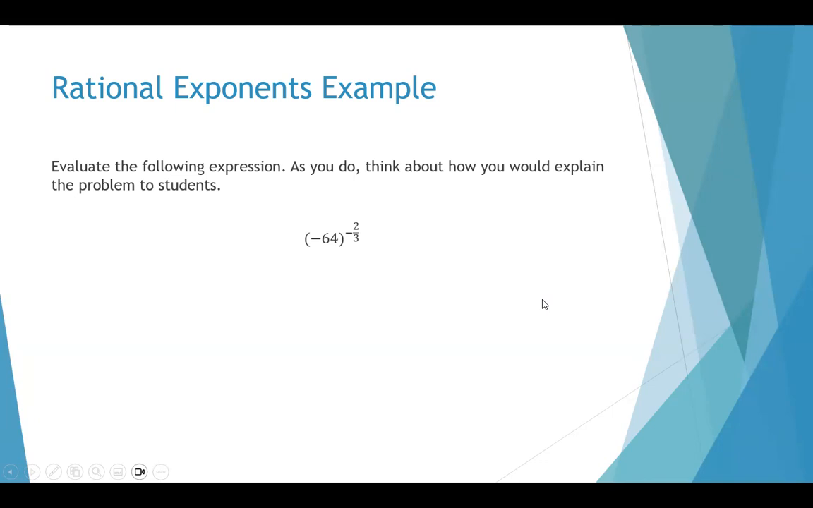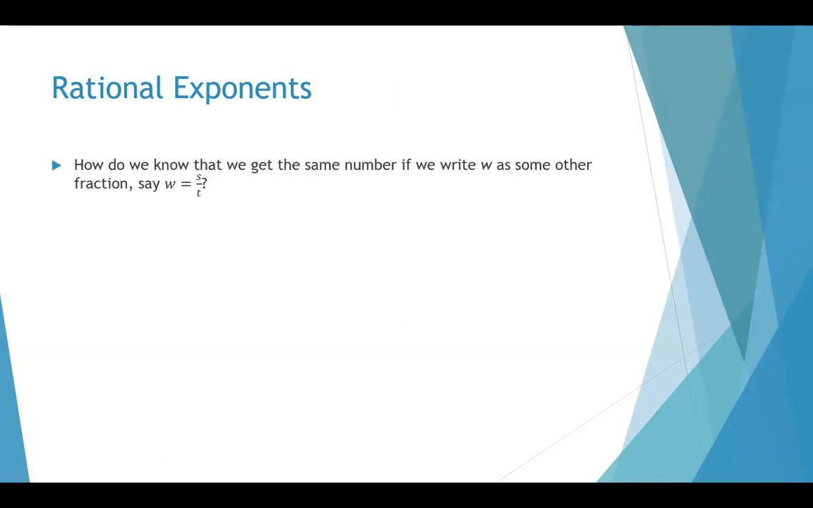I'll probably do one writing this one out too, just so you guys have it, because talking through it is kind of difficult. How do we know that we get the same number if we write w as some other fraction? Say w is s over t. Well, here's an example. How can we show that 7 to the 4/10 power is equal to 7 to the 6/15 power, using roots?